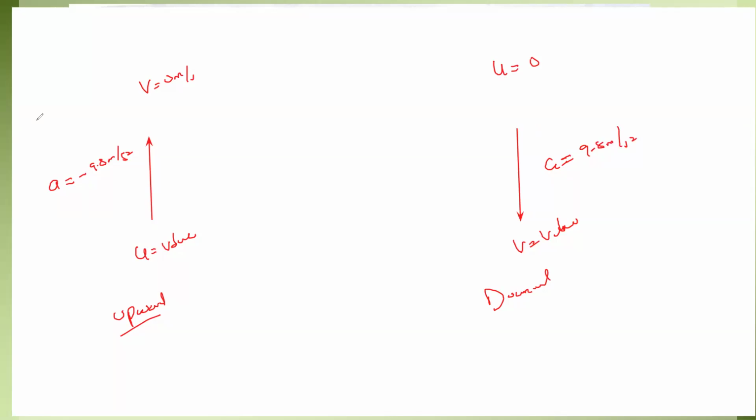But what if we take a continuous motion? If we are taking a continuous motion, where we throw an object vertically upward and it comes down.